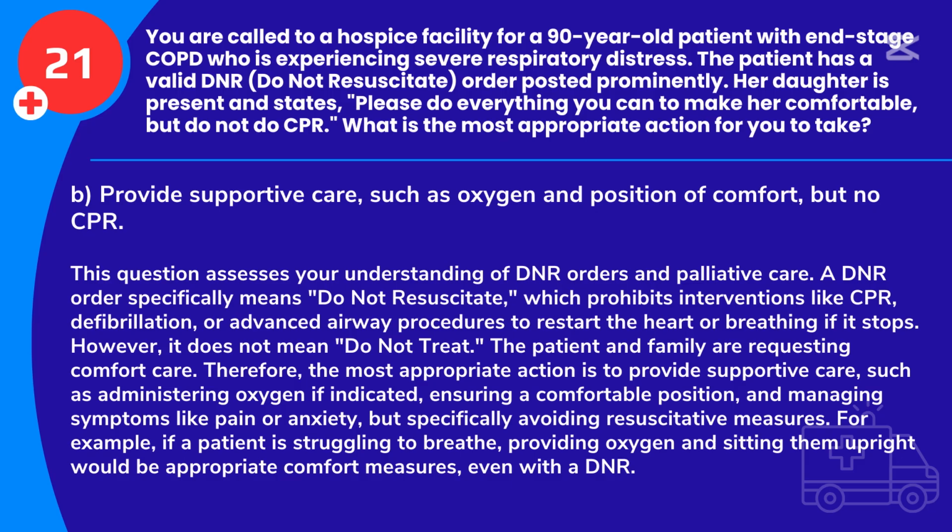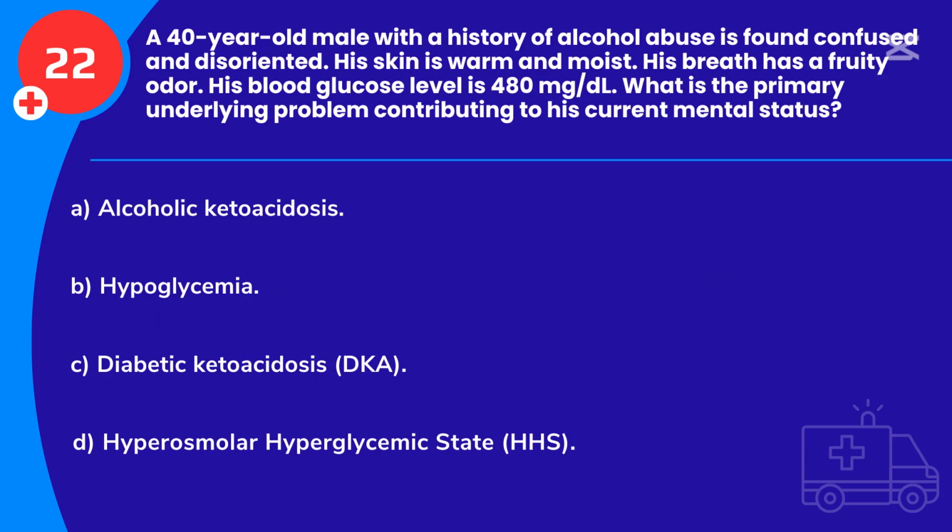However, it does not mean do not treat. The patient and family are requesting comfort care. Therefore, the most appropriate action is to provide supportive care, such as administering oxygen if indicated, ensuring a comfortable position, and managing symptoms like pain or anxiety, but specifically avoiding resuscitative measures. For example, if a patient is struggling to breathe, providing oxygen and sitting them upright would be appropriate comfort measures, even with a DNR.